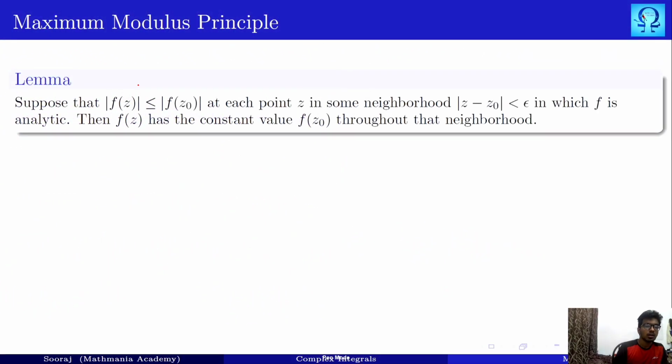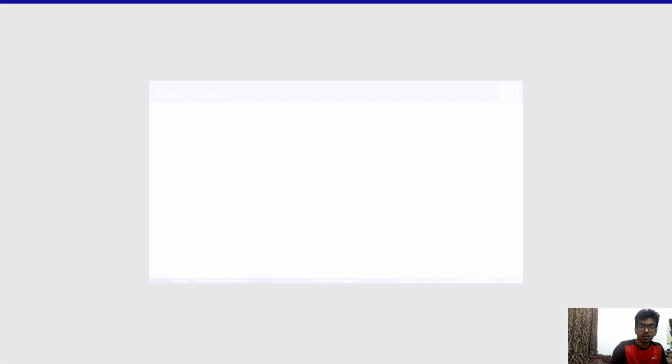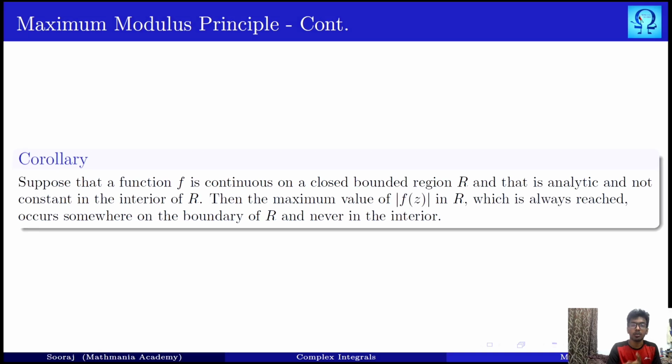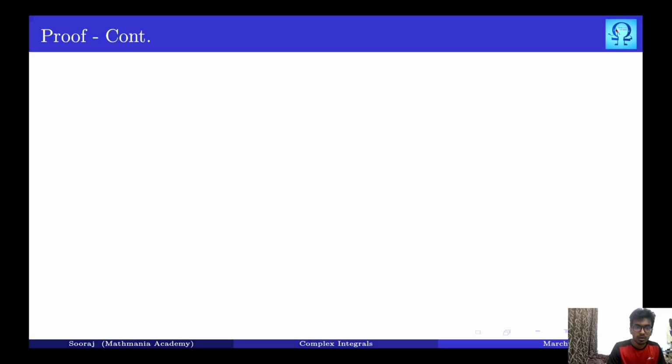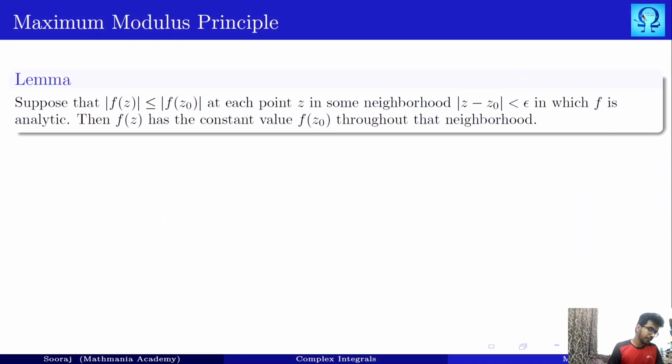If you see, here we have a lemma. This lemma is used in order to prove the maximum modulus principle. This maximum modulus principle can be stated in two ways. One way is given in the theorem and the other way is given as a corollary. This corollary is mostly used for problem solving. Now, to begin with, let us start with this lemma and see what is given in it.